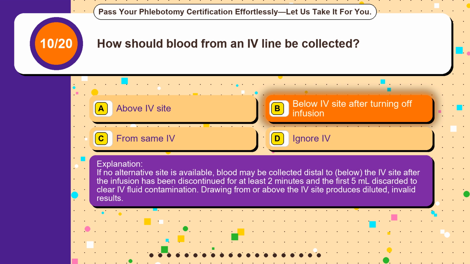Drawing from or above the foresight produces diluted, invalid results.